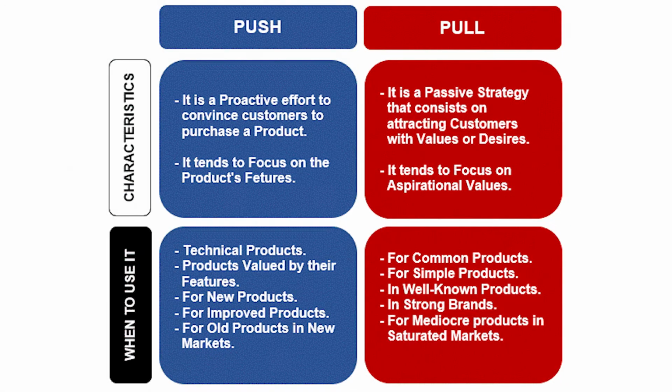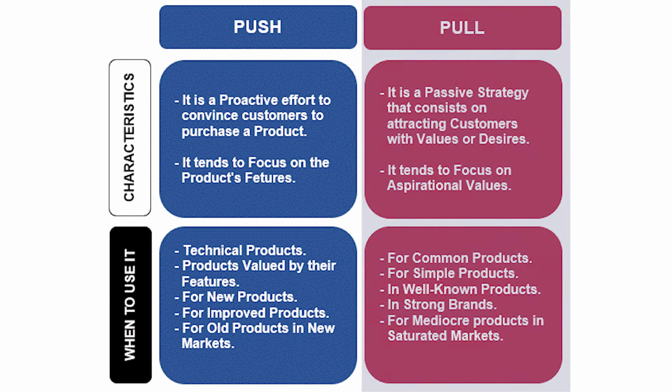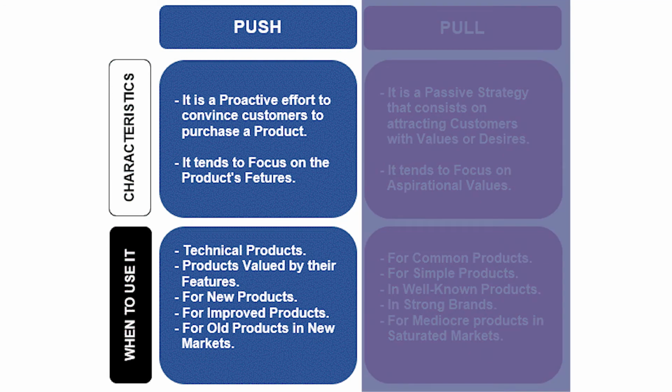So there are two main distribution strategies, and that's push strategy and pull. In a push strategy, it's a proactive encouragement of trying to get customers to buy. Quite often you'll focus on the product's features, and this strategy is mostly used for new products, technology, improved products, or old products that you're trying to move into a new market. So push strategies focus on the product and its features. They work well for products that are valued for their characteristics, and it ensures that customers are aware of the product and why it's a good option.